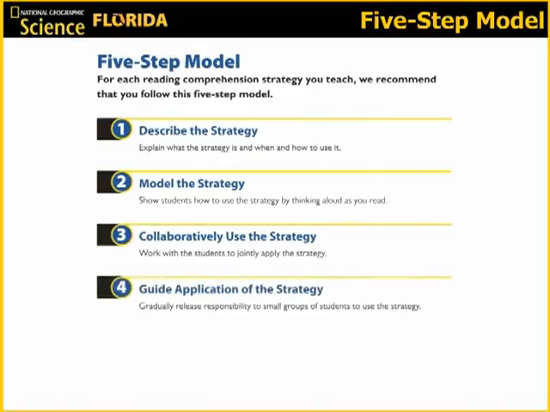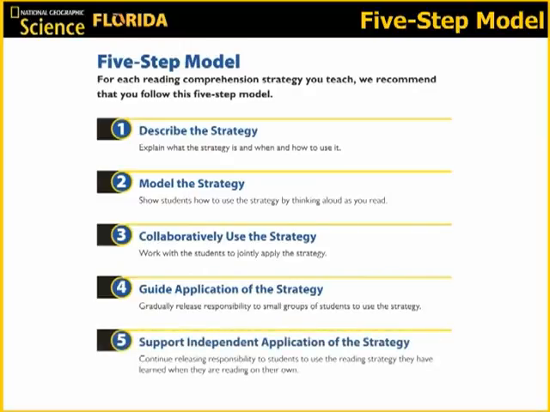Step 4 is to guide application of the strategy. This is where we gradually release responsibility to small groups of students to use this strategy. And step 5 is to support independent application of multiple strategies. Continue releasing responsibility to students as they use the strategy when they are reading independently.